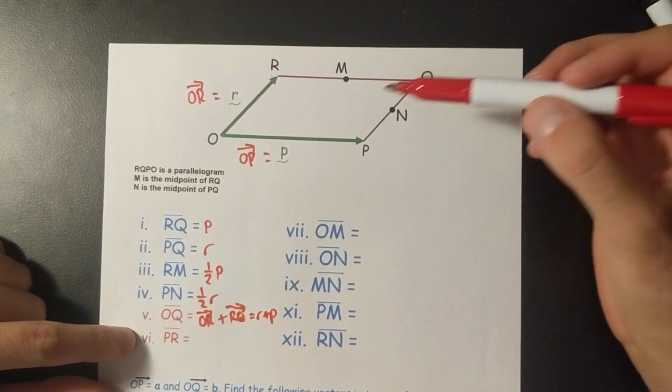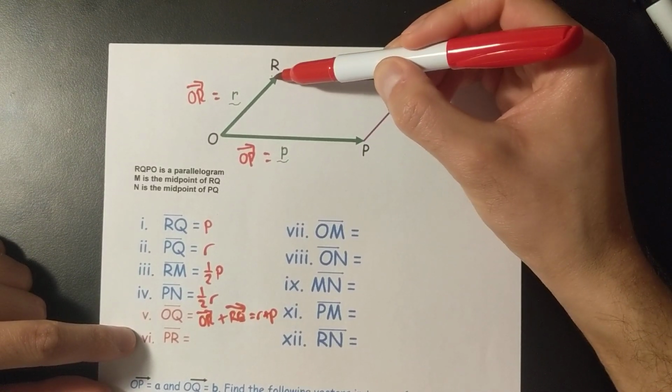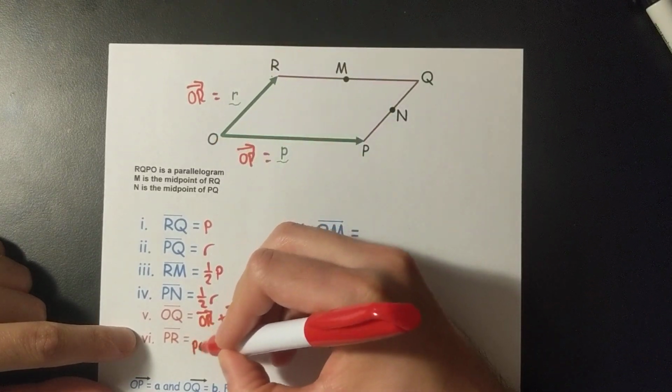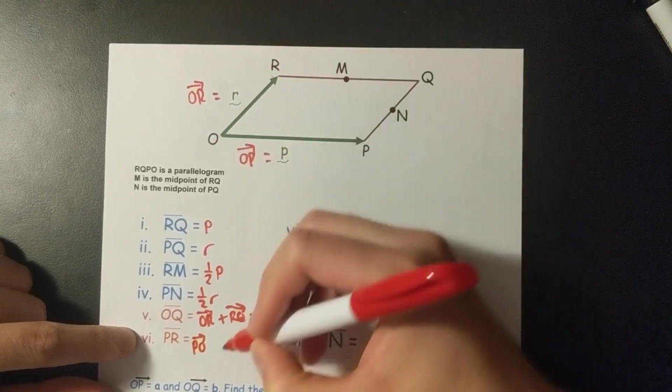So, P to R. Well, let's go P to O, and then O to R.